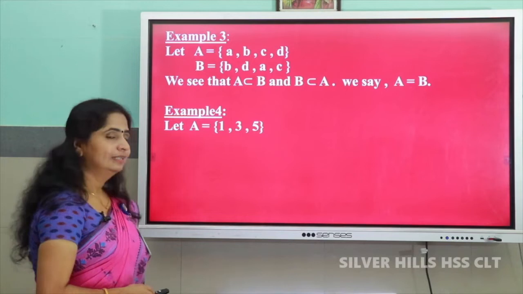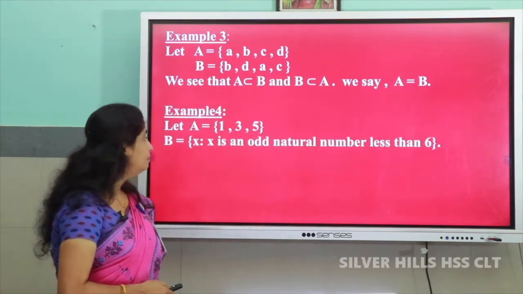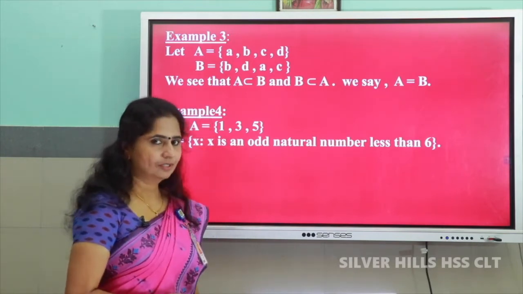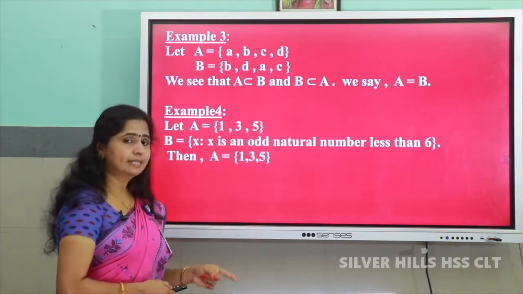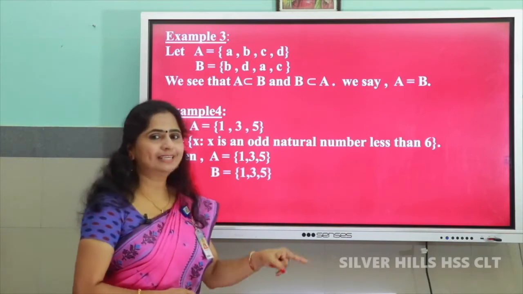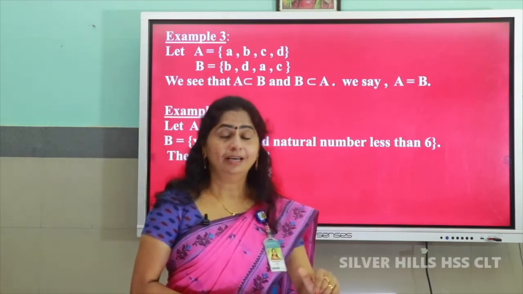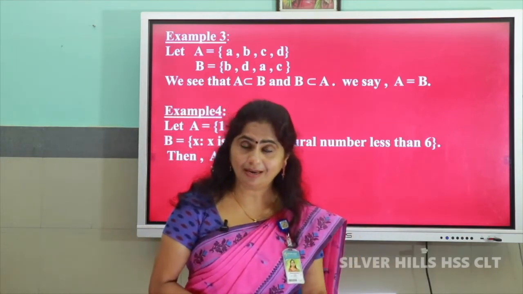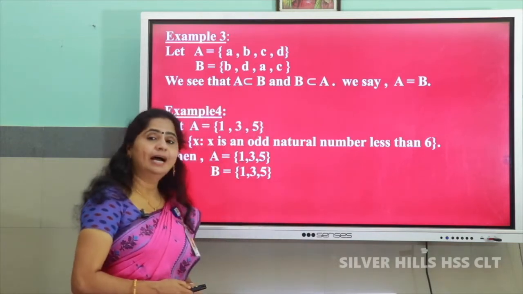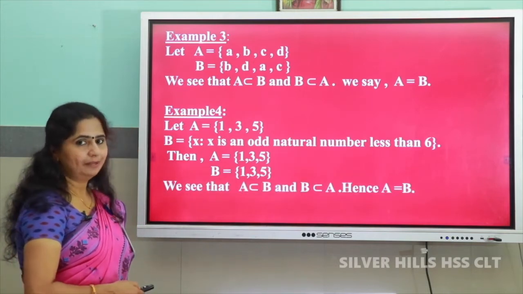Another example, let A be the set {1, 3, 5} and B be the set of odd natural numbers less than 6. So, we can see that A is the set {1, 3, 5}, B is the set {1, 3, 5}. We can see that the elements of A are in B and all the elements of B are also in A. So, what do we conclude? A is the subset of B and B is the subset of A. Therefore, A is equal to B.